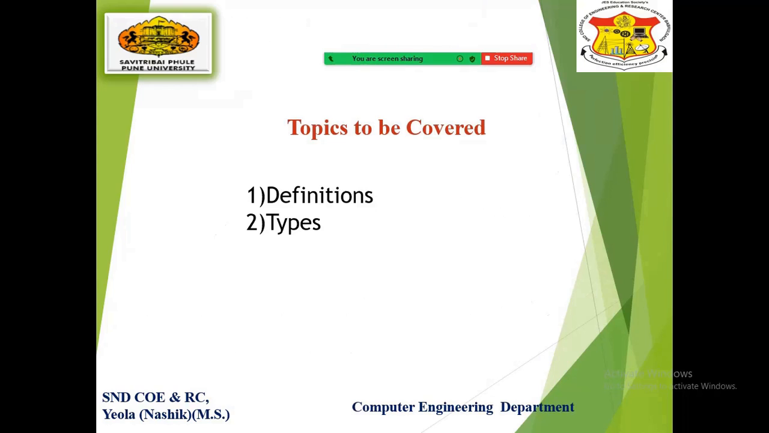Data structures topic will be covered in this lecture. Definition of graph and types of graph.